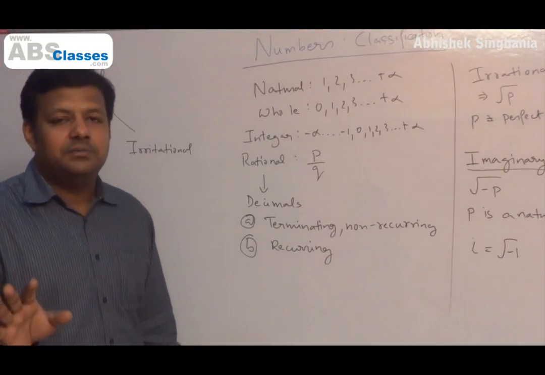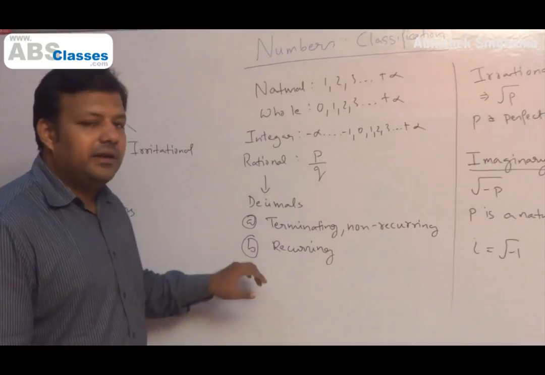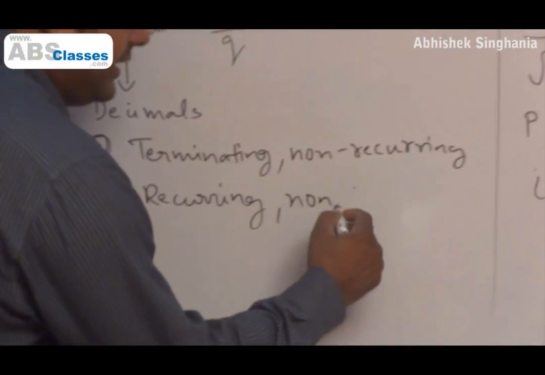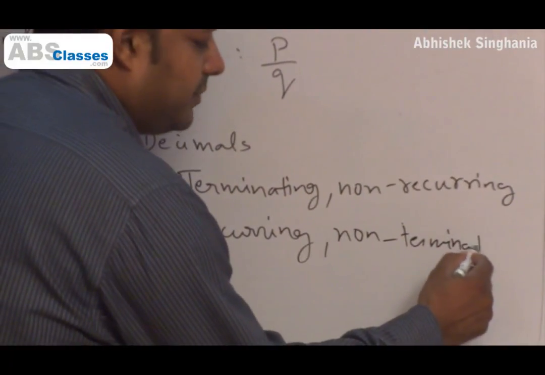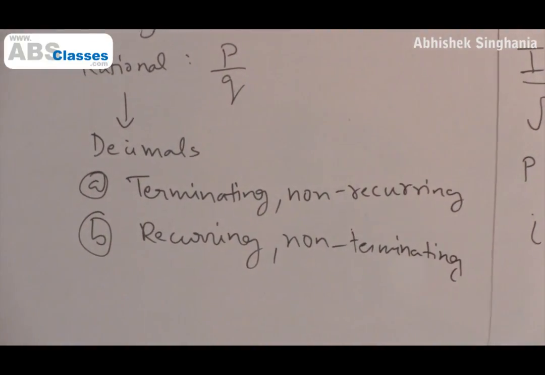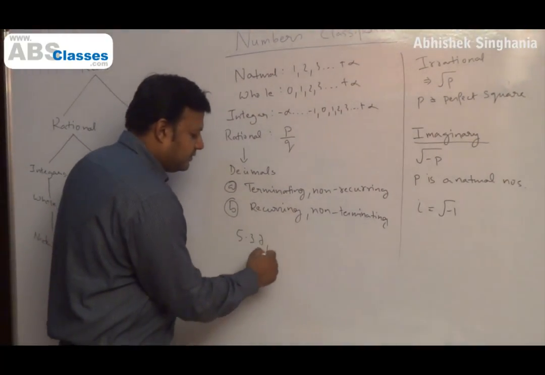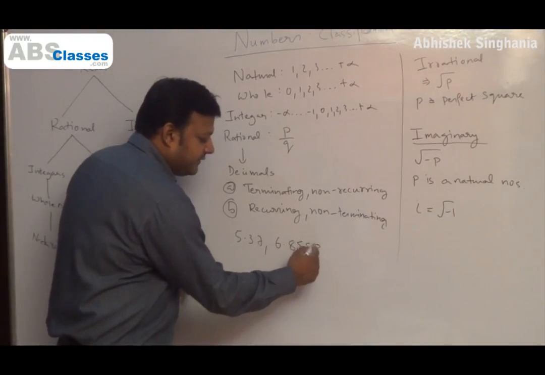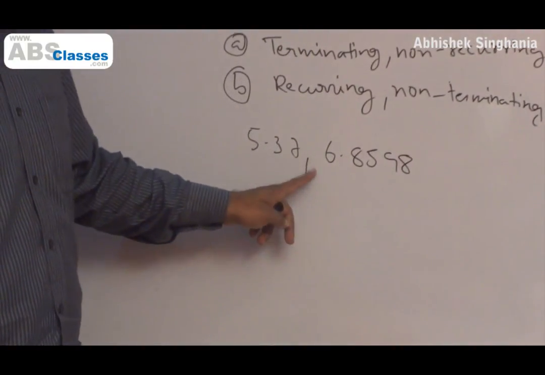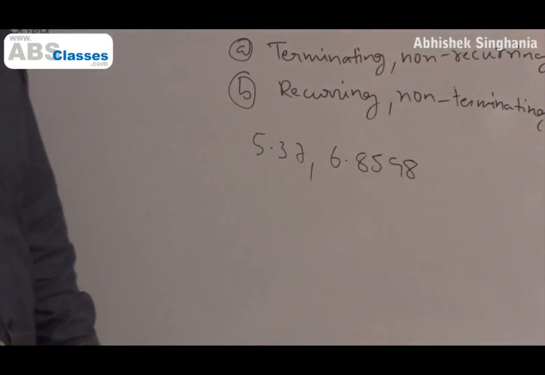Another way, in terms of decimals, to look at rational numbers is that there are two types of decimals: either terminating, non-recurring, or recurring, non-terminating. Don't get confused by the words, these are very simple. Terminating means something that ends. Decimal means whatever will come after the decimal point. Say, for example, 5.37, 6.8598. So they terminate, they end. I don't need to put anything after 7 here or after 8 here, so they are called terminating. Why non-recurring? Because there is no pattern, there is no repetition.